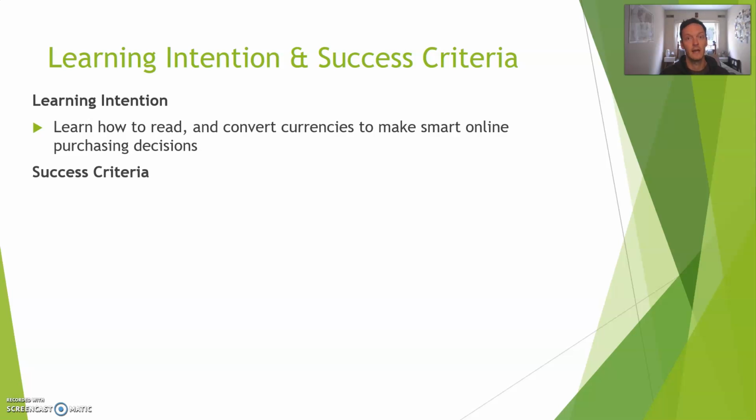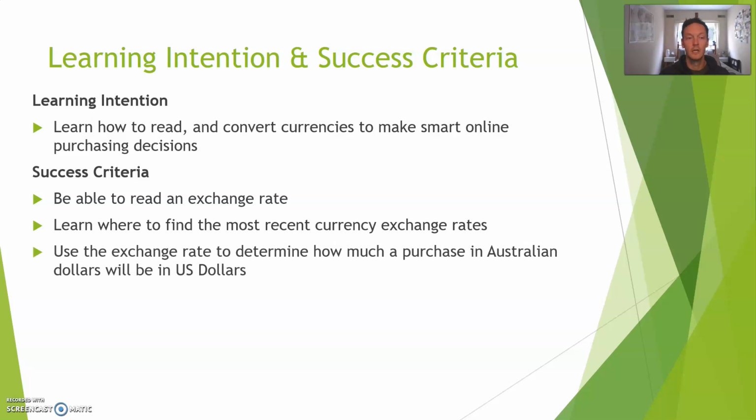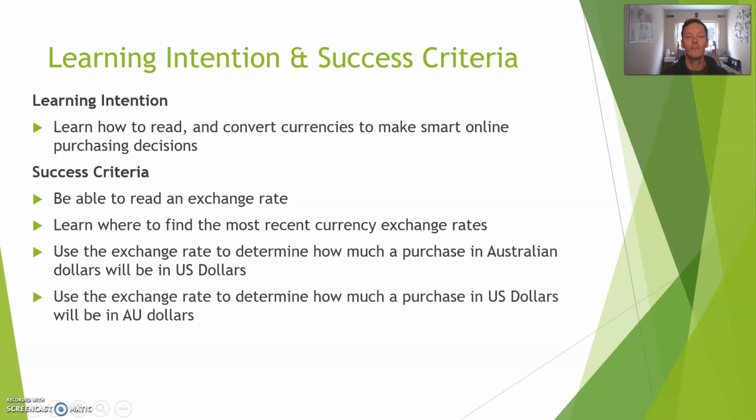Our success criteria, which is how we know if we've actually learned that thing, is we're going to be able to read an exchange rate. So when you see that, to be able to read what that means. We're going to learn where to find the most recent currency exchange rates. We're going to use the exchange rate to figure out how much a purchase in Australian dollars will be in US dollars, and also the other way around, how much a purchase in US dollars will be in Australian dollars. And we're going to use a fake transaction to figure that out. And then most importantly, we're going to select the best exchange rate to save money.